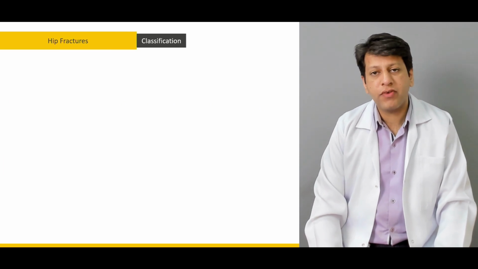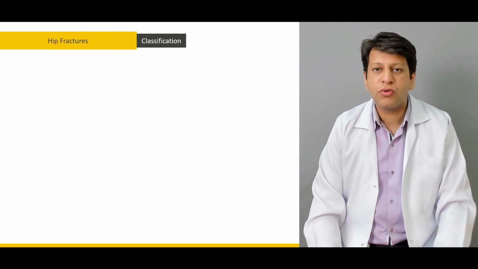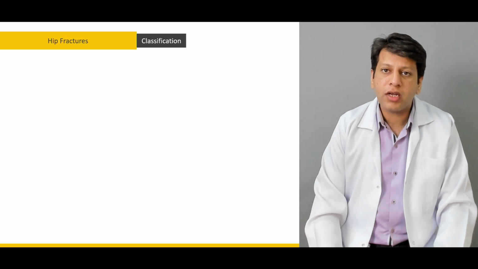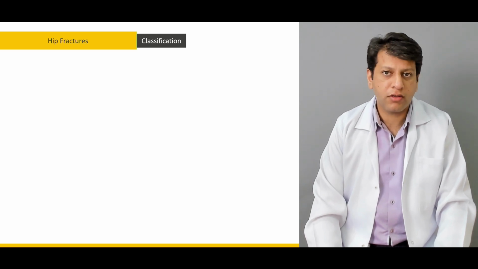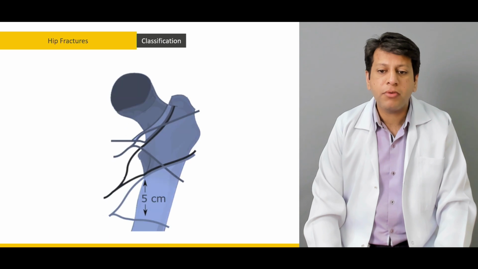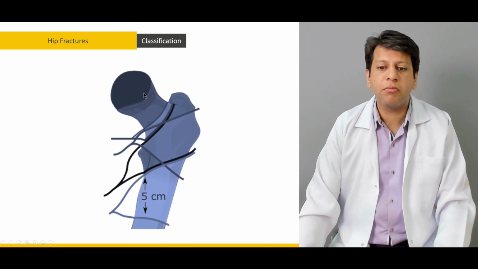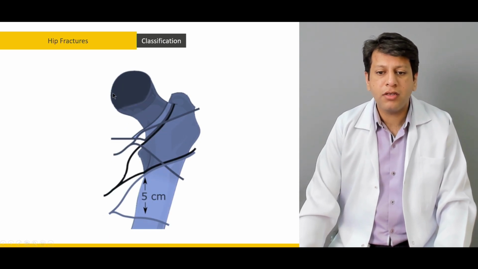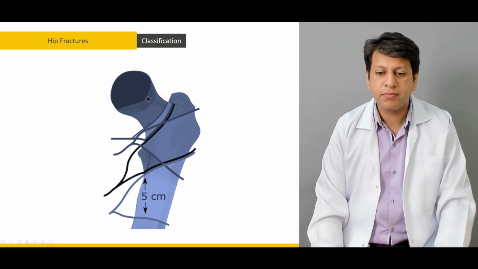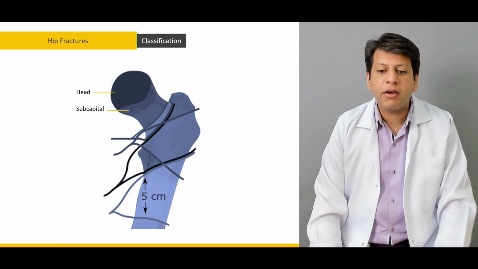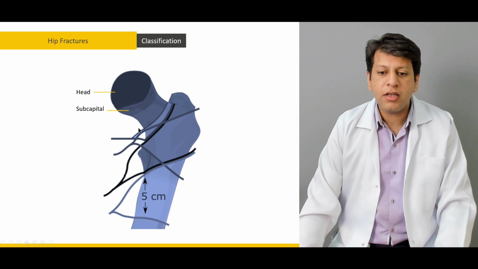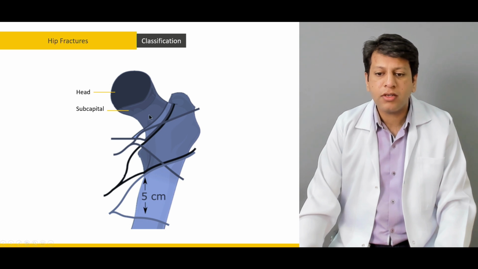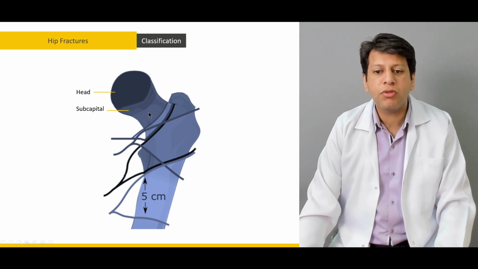Now coming to the classification. One way of classifying these fractures is in the form of anatomical classification. For example, if you see the femur over here, this is the articular surface. The area just below that is called the subcapital area. And then there is this area in the middle of the neck. This whole part is actually the neck, which is further subdivided into three parts.